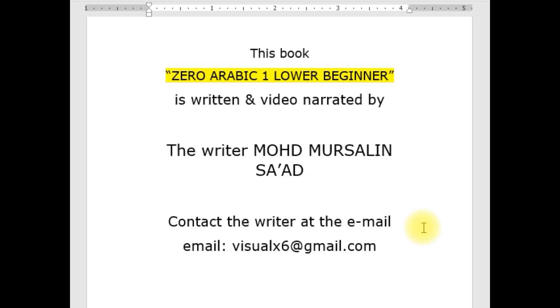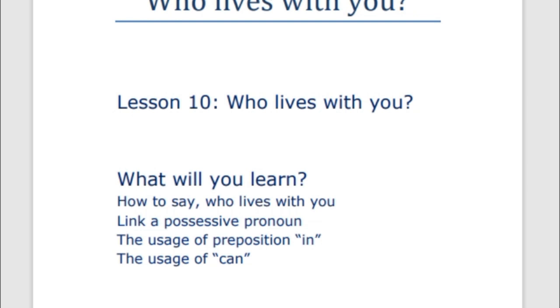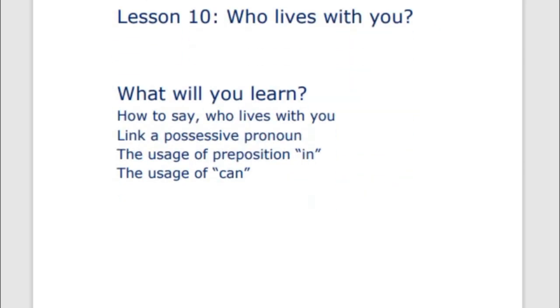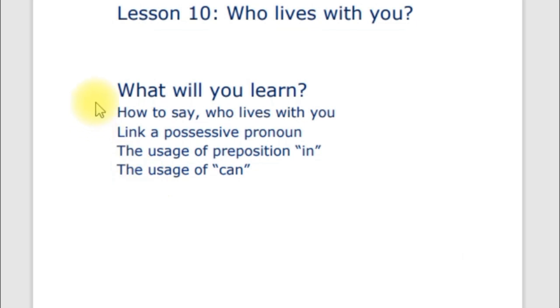Let's move on with the lesson. Hello, welcome back. Lesson 10. Who lives with you? What will you learn? How to say who lives with you, link a possessive pronoun, the usage of preposition in or at, the usage of can. Let's move on with the lesson.